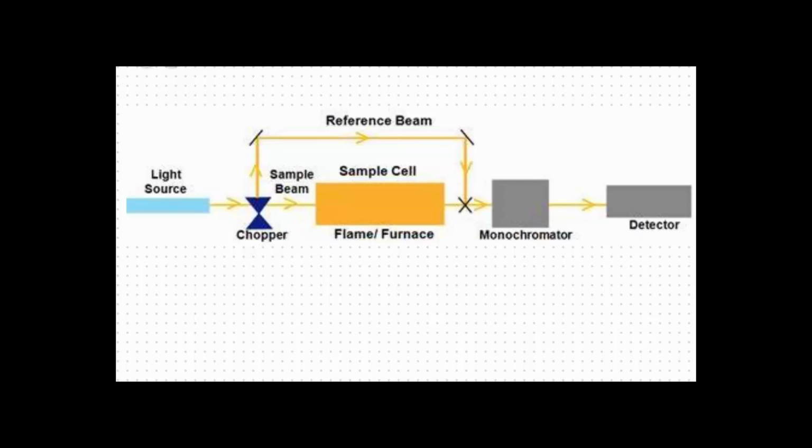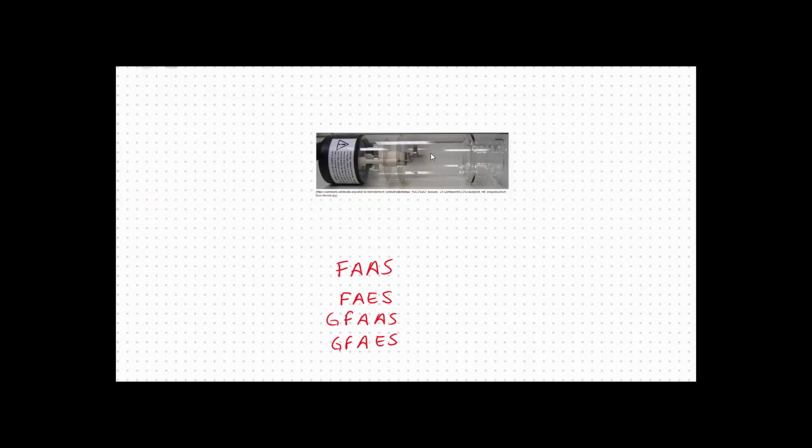So we have flame AAS, flame AES, so emission, graphite furnace AAS, and graphite furnace AES, so emission. We also have what is called inductively coupled plasma, and that's the most sensitive way to analyze a sample, at least for trace metals and such.